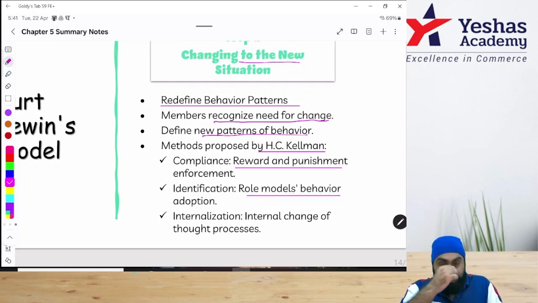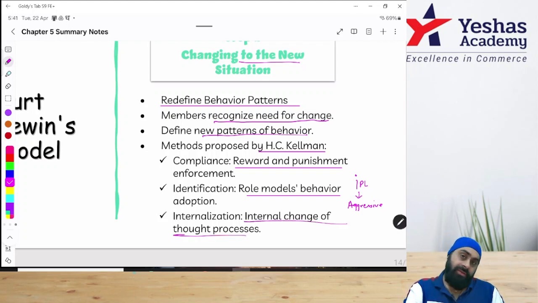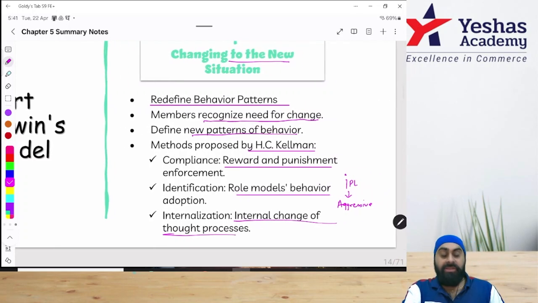Now, is the IPL game changing? Yes. Is it more aggressive? Yes. Why does it become more aggressive? Because the players are seeing Surya Kumar Yadav as a role model. They are seeing people who come in the first 5 overs and just hit the ball left, right, and center. Is the game changing? Yes, the game is changing. Internal change of a thought process. How to work in an internal change. So these are changing into new situations.